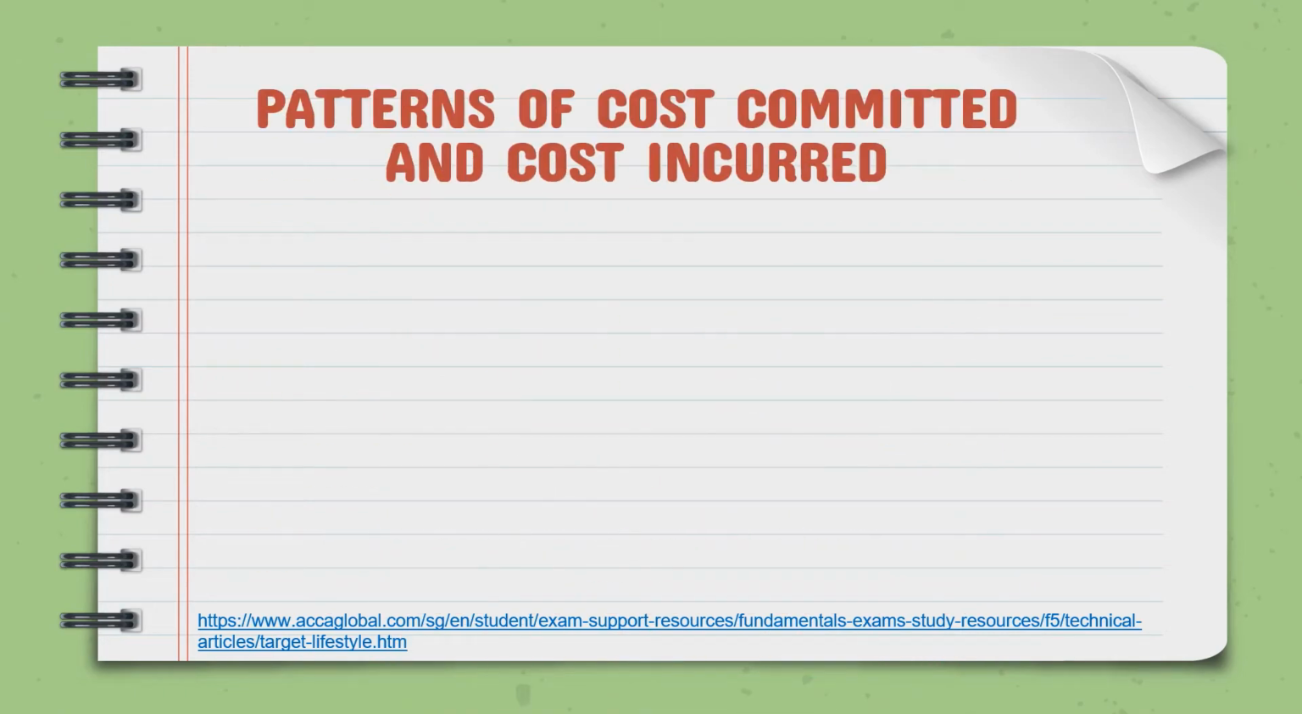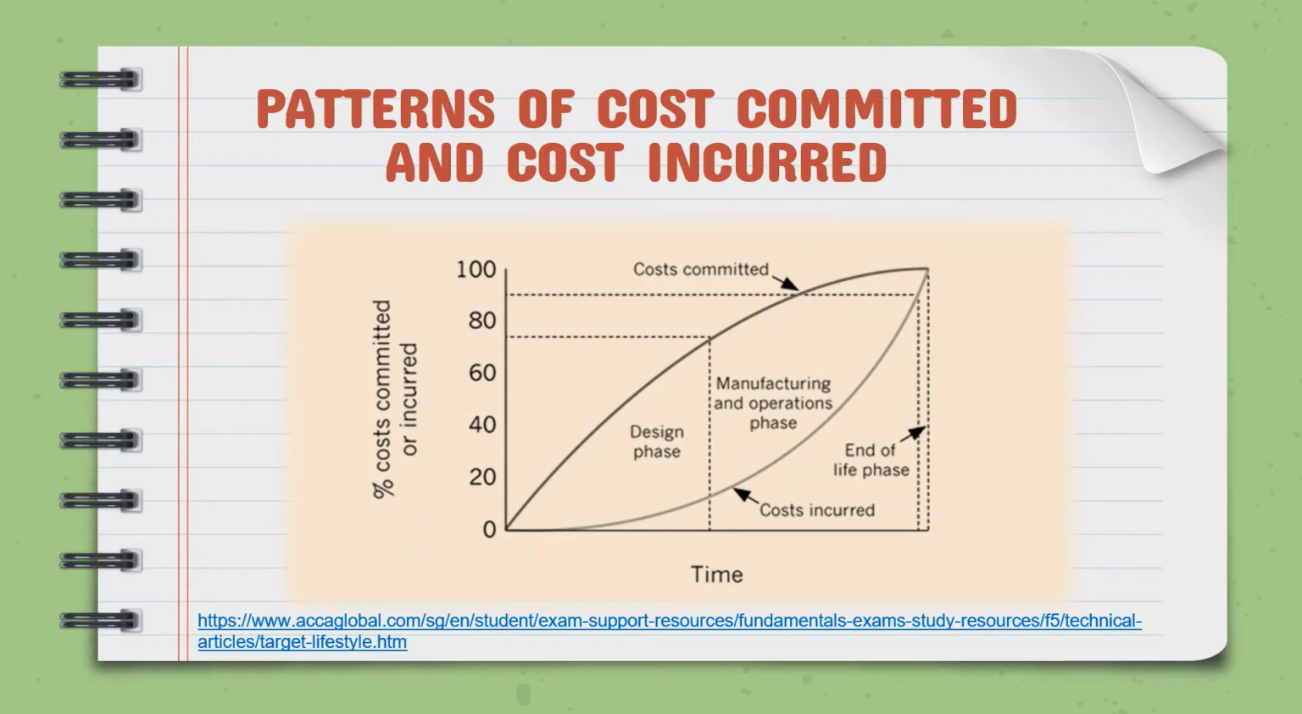Okay class, let's observe this pattern of cost committed and cost incurred. In this diagram, there are two different costs, which are cost committed and cost incurred. As I said earlier in the previous slide, the cost committed is a cost that will be incurred in future because of the decision already made, while cost incurred is when a resource is used. During the design phase, usually the costs incurred are research, development, designing, and tooling, but approximately 80% of the cost committed is during the design phase.